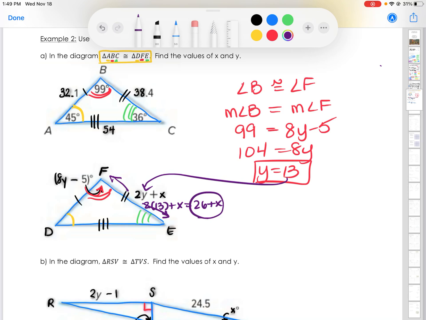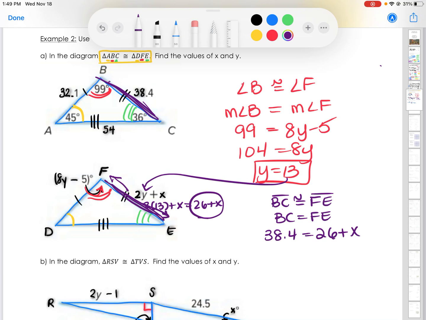That is going to be congruent to the other side that also has 2 dashes, side BC. So we can say that BC is congruent to FE, which means BC is equal to FE. So 38.4 is equal to 26 plus x. And when I subtract, that gives us that x is 12.4.